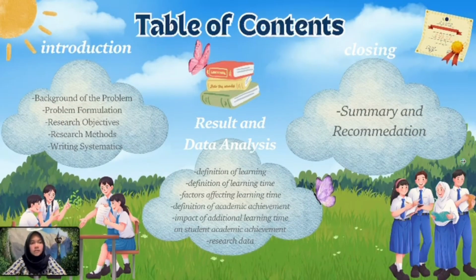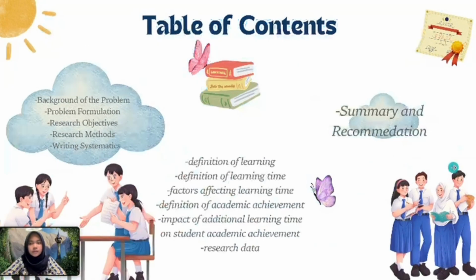Table of contents. There's introduction, result and data analysis, and closing. Introduction: there is a background of the problem formulation, research objective, research methods, and writing systematics. Result and data analysis: there's a definition of learning time, factors affecting learning time, definition of academic achievement, impact of additional learning time on student academic achievement, and the last is research data. Closing: in closing, there's a summary and recommendation.